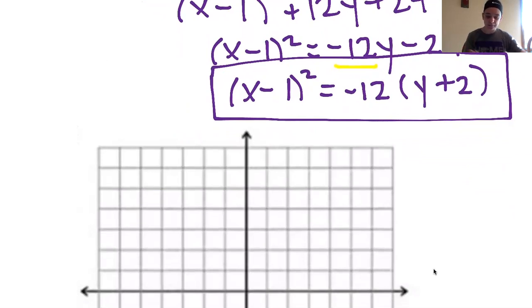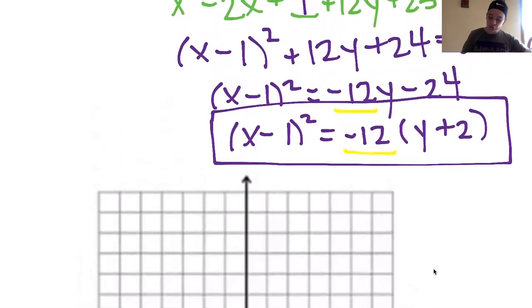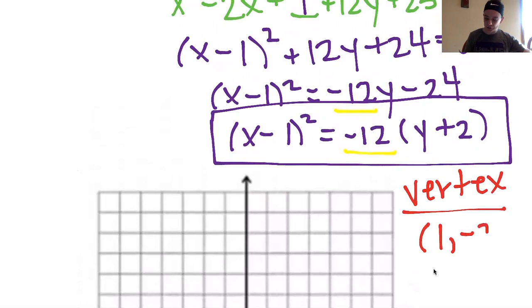Since our p is going to be negative, okay, that's actually 4p that I highlighted, but negative 12 is 4p. We know that p is going to be negative. Our parabola is going to open down. Okay. Let's do red for fun. Okay. All right, so let's pick out our vertex. We need 3 things: vertex, focus, directrix. So our vertex, number 1, our vertex is 1, negative 2.